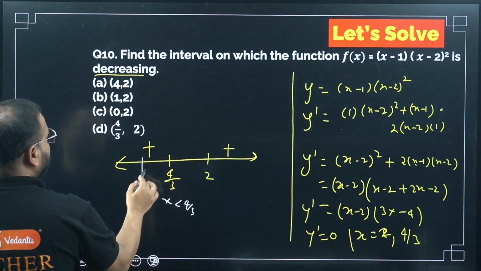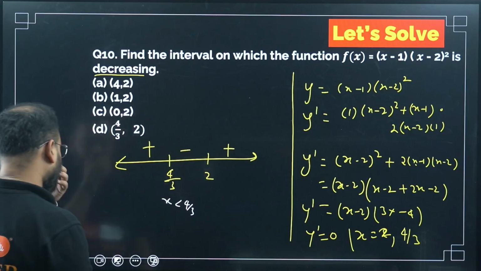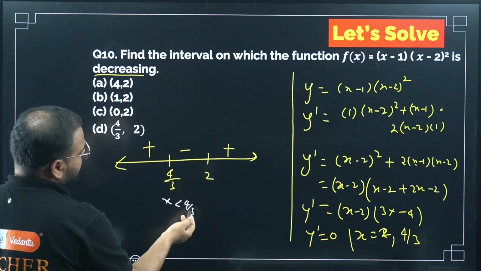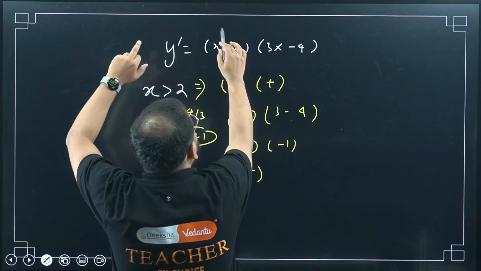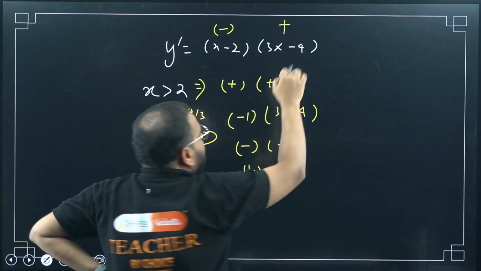So let me just erase this one, not part of the interval. Okay, positive. This will come as negative. We'll check here what value you can take. If I take 1.5, I can take 1.5, right? Let's take 1.5. This will be negative for 1.5, and this will come as positive. Please check.